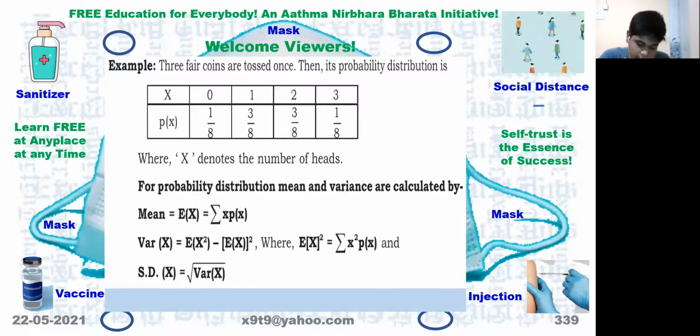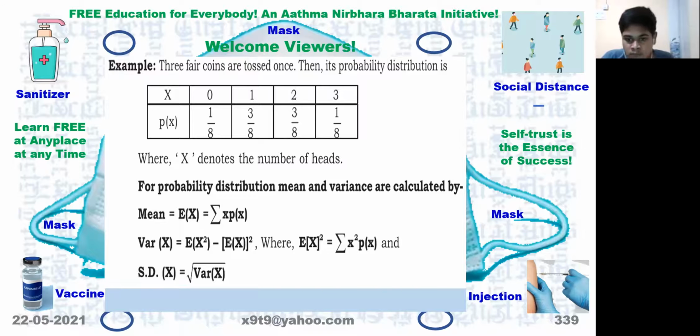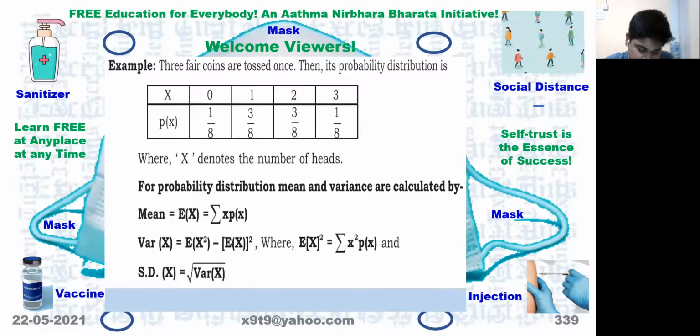Among that 8, the number of chances that head will not come at all is how many? Only once. So out of the 8, only one it can come. So the probability of X we will write as 1 by 8.